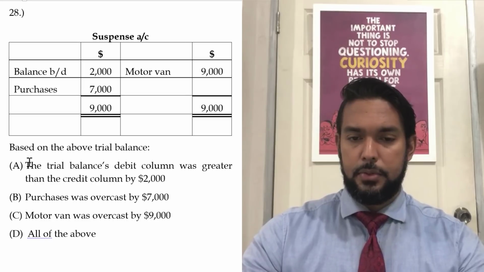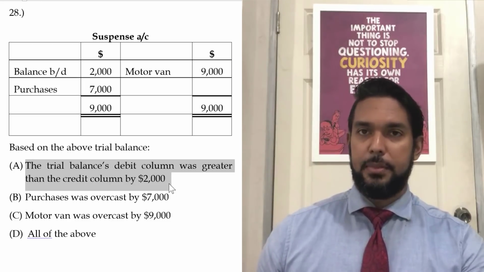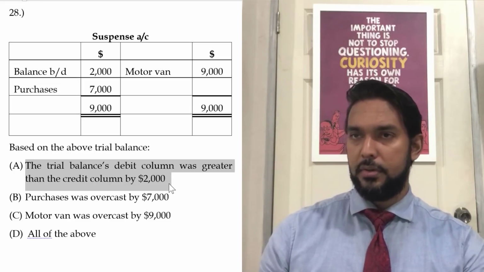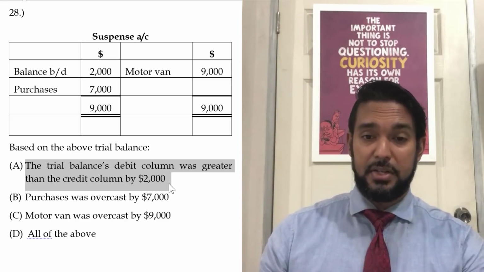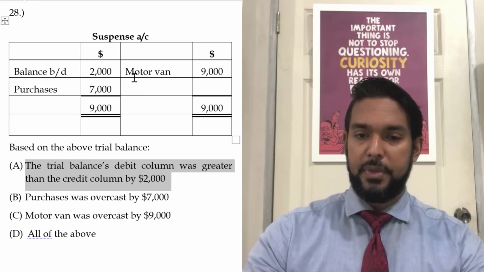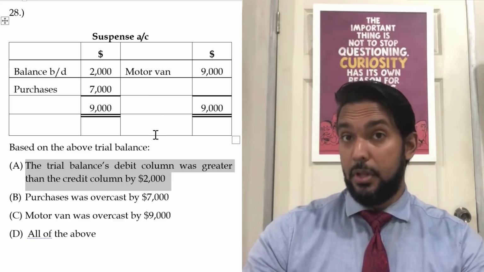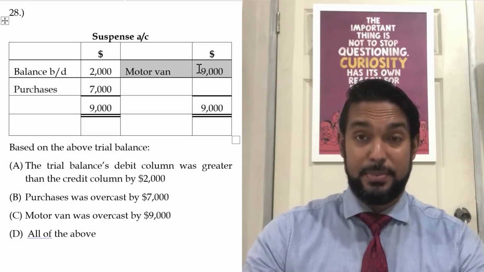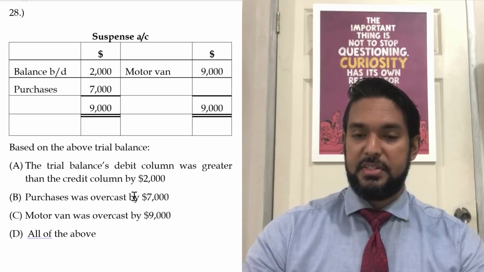Okay, so the trial balance's debit column was greater than the credit column by 2,000. So if the debit column was greater, it means that the credit column was lower, and whichever side has the lower balance is the side that you're going to put the suspense account balance on. So this is definitely wrong, because if the debit column was greater, the credit column would be lower, which means you would have a credit balance in the suspense account. So we know A and D are out. So let's see which one of these is not correct.